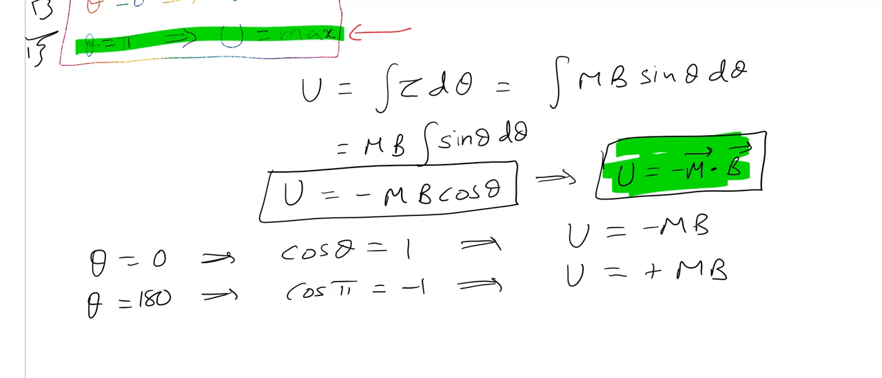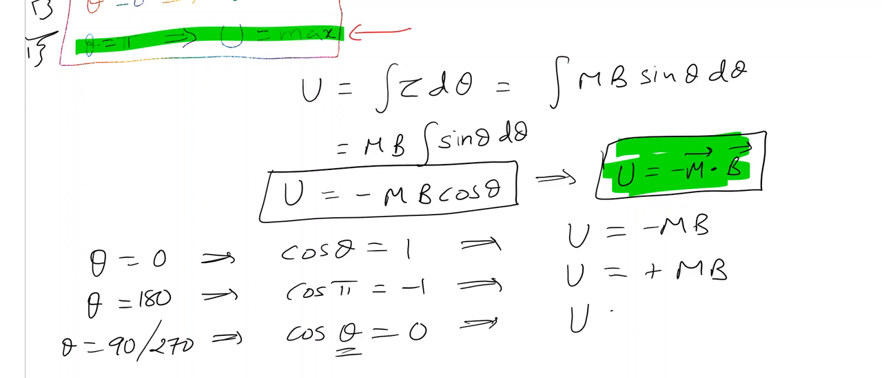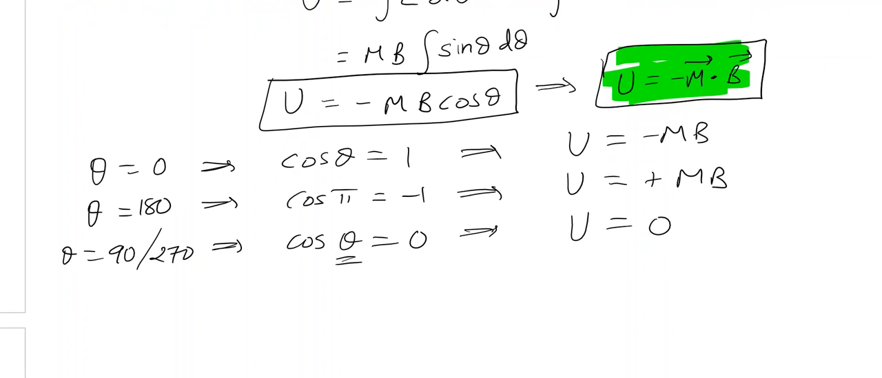And then if the angle is considered to be 90 or 270, in that case cos theta will be 0. Cos of 90 or cos of 270 will be 0, and then potential energy will be 0. So you can say that minus mB is the minimum potential energy, and plus mB is the maximum potential energy.